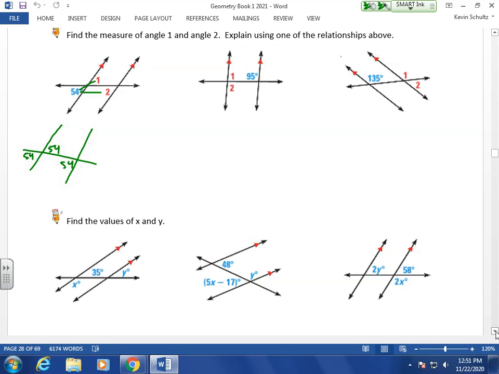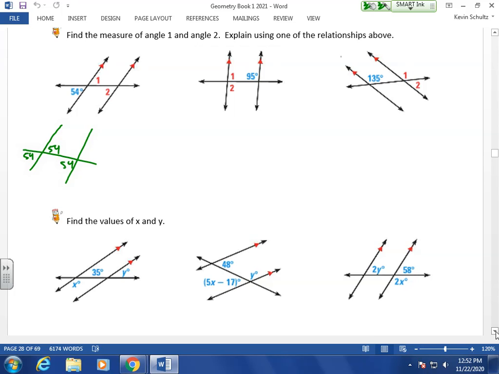But the point is that seeing these relationships matters. If these lines were not marked as parallel, we could still get angle 1 because it's vertical with 54, but we wouldn't be able to get angle 2. But mark them parallel, and now we've got these relationships that form.